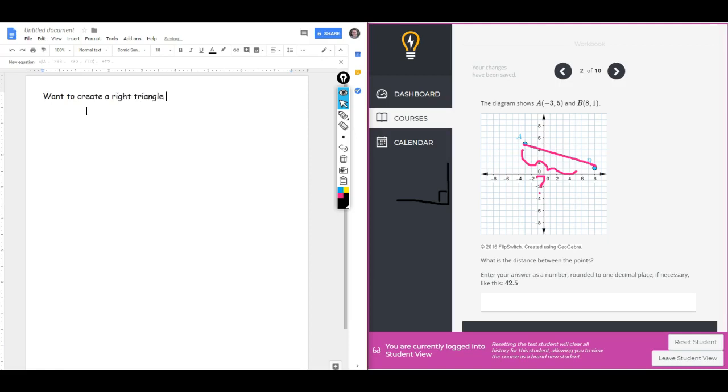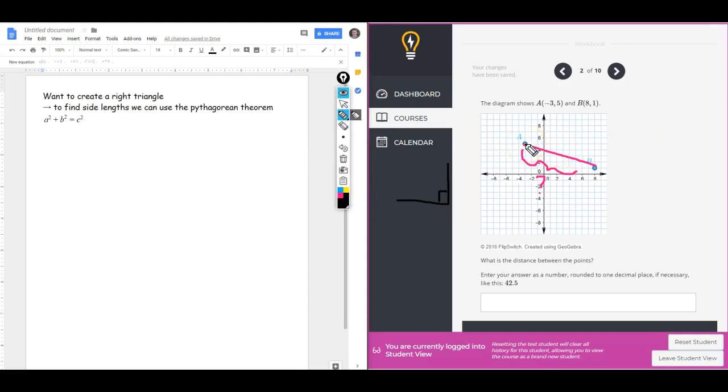The reason we want to create a right triangle is because to find side lengths, we can use the Pythagorean theorem. And again, the Pythagorean theorem is a squared plus b squared equals c squared. So we are going to first want to draw our own right triangle.